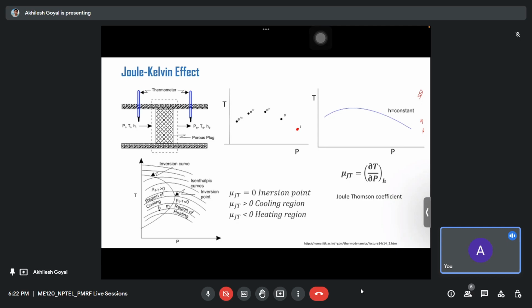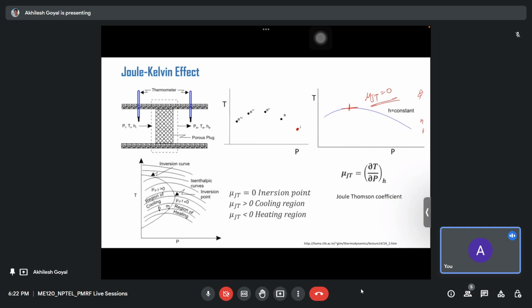Here in the lower left you can see these multiple curves that were achieved. At this point, the highest point, the slope is 0, and this mu JT is 0, right?